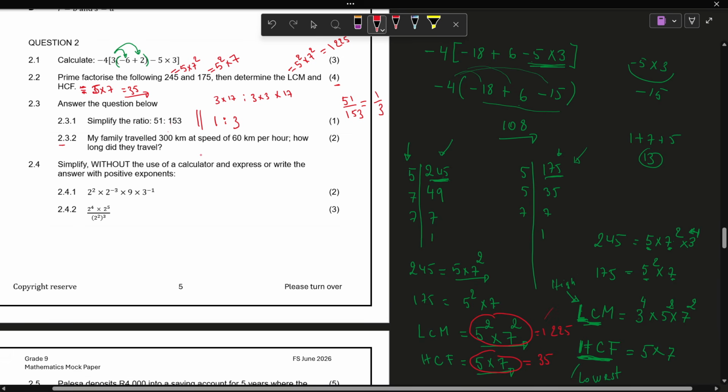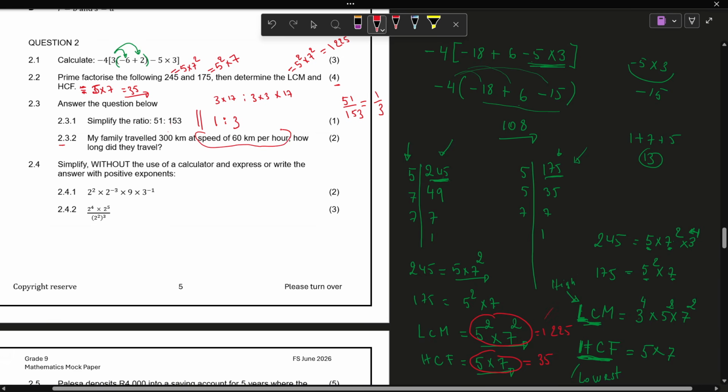The next question: my family traveled 300 kilometers at a speed of 60 kilometers per hour. How long did they travel? Okay, this is a very easy exercise. You don't need to remember the formula. The formula is right here.